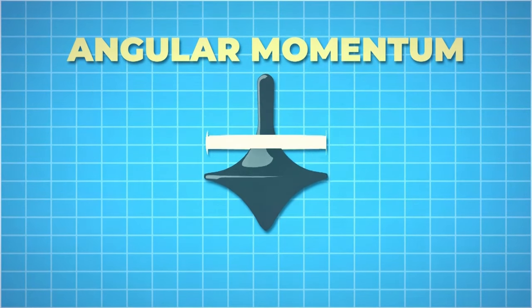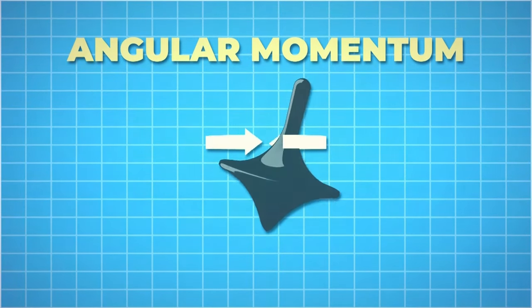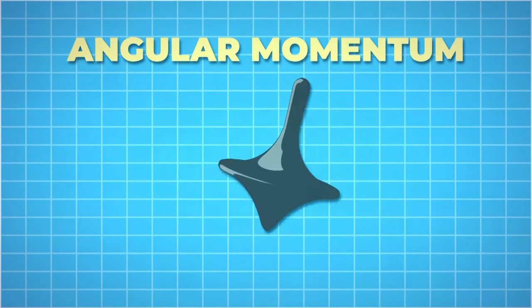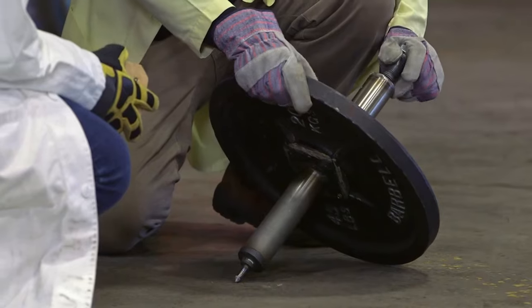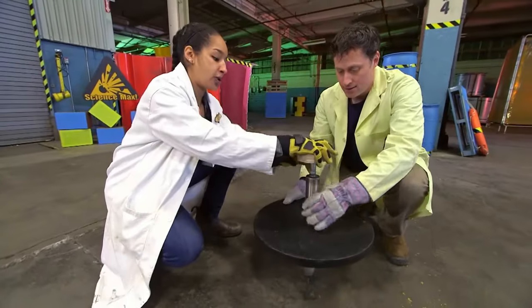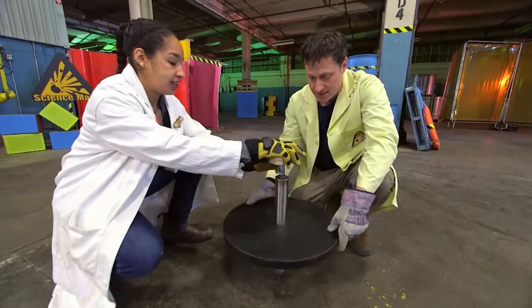But when it slows down, there's less momentum and it becomes harder to resist external forces, like gravity, which will eventually want to make it topple. Our top has a lot of mass, which means it'll have a lot of angular momentum when it gets spinning. It's just a matter of getting it spinning fast enough.